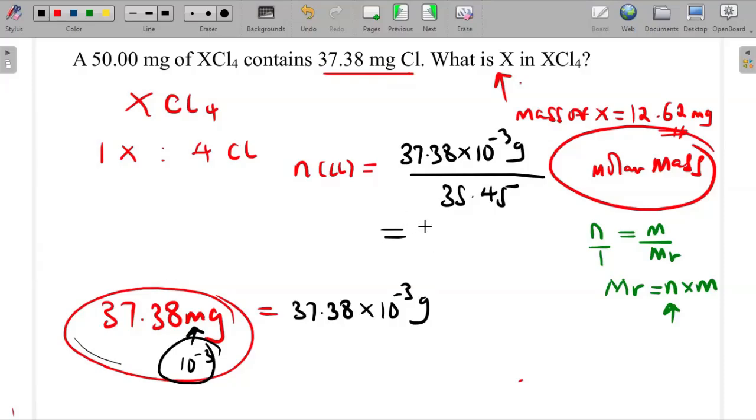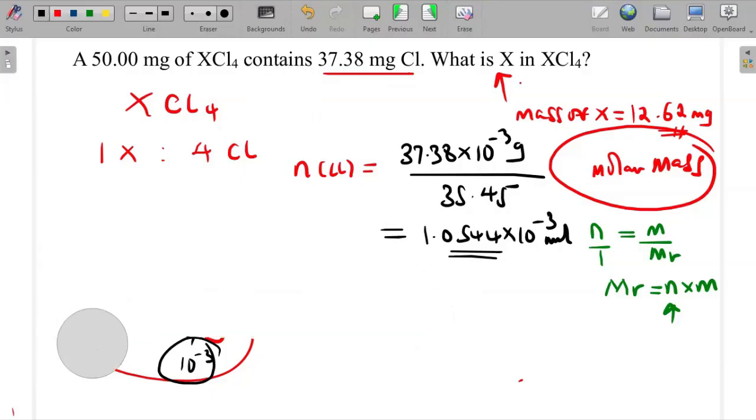Once I divide this, I get 1.0544 times 10 to the power minus 3. And this now will be what? Moles, because I'm finding moles of the chlorine. Okay, so make sure you punch this on your calculator and you find the same thing.